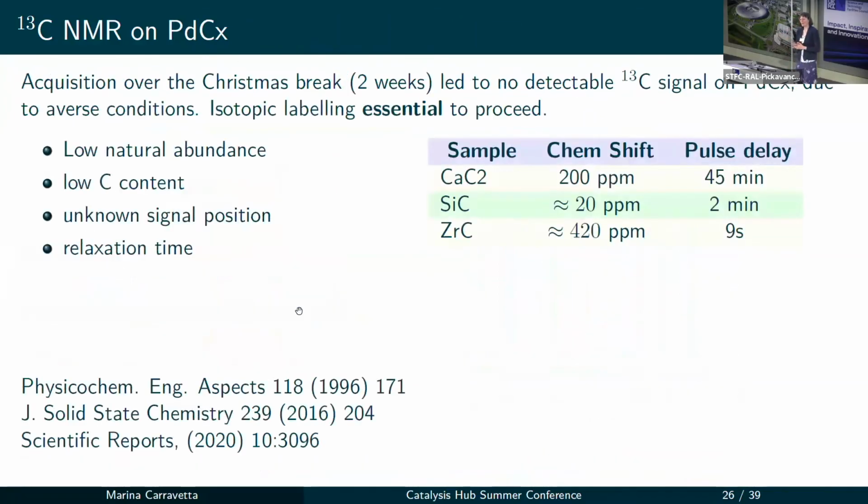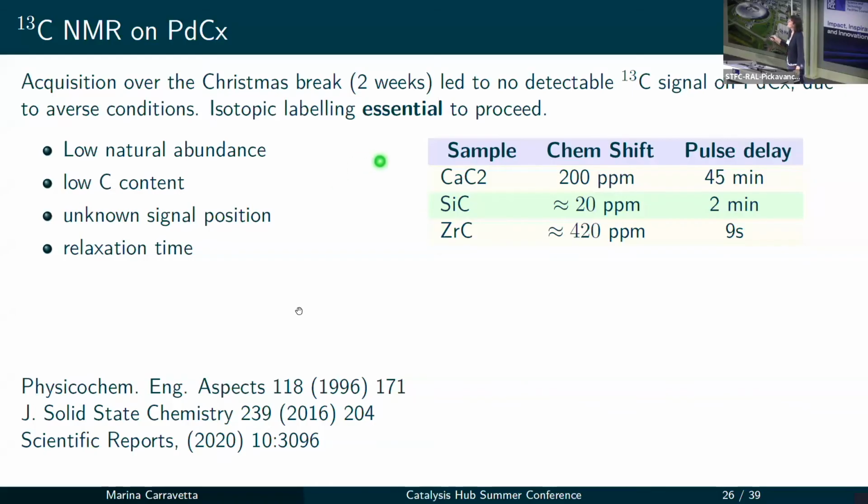When it comes to the carbide, the problem was a lot more challenging because, as I said, carbon has 1% natural abundance, so it's very difficult to detect. On top of that, for the nitride, we had not only zirconium nitride, but also, from the literature, a lot of species. We always had the nitrogen signal around the same region of close to 400 ppm, give or take, and also rather consistent experimental conditions for sample acquisition with a few seconds repetition delay.